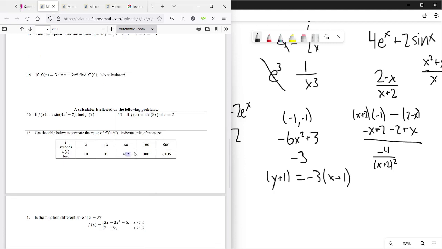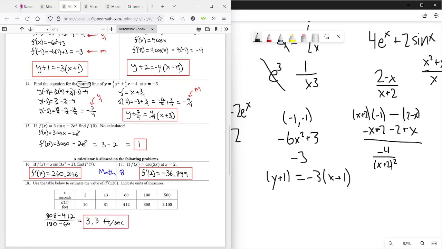Okay, if you're asked to estimate using a table, I believe you just find essentially the secant line between the two nearest values it gives you. So these are going to be 60 and 180 here. We do 808 minus 412 divided by 120. Let me make sure that this is how it wants you to do that. Yeah.